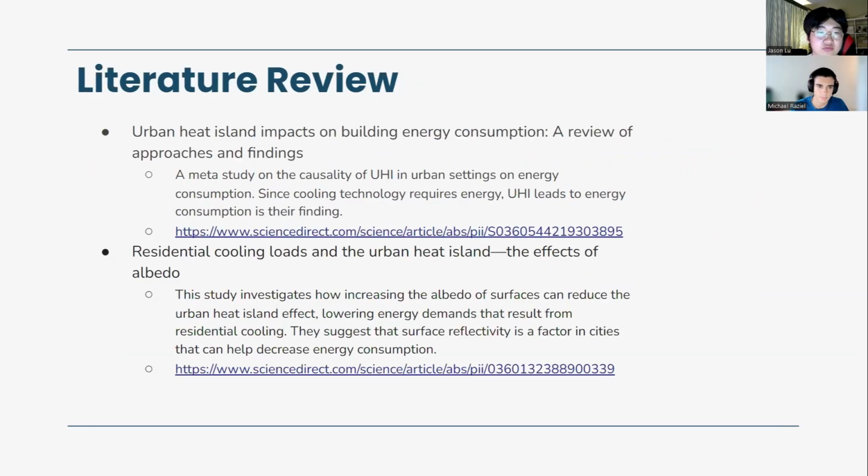And here are two related papers to our research. The first is Urban Heat Island Impacts on Building Energy Consumption: A Review of Approaches and Findings. This is a meta-study on the causality of UHI in urban settings on energy consumption. Since cooling technology requires energy, UHI leads to energy consumption. The second is Residential Cooling Loads and the Urban Heat Island Effect: The Effects of Albedo. This study investigates how increasing the albedo of surfaces can reduce the urban heat island effect, lowering energy demands that result from residential cooling. They suggest that surface reflectivity is a factor in cities that can help decrease energy consumption.